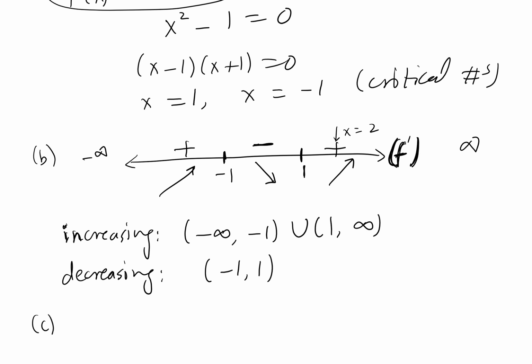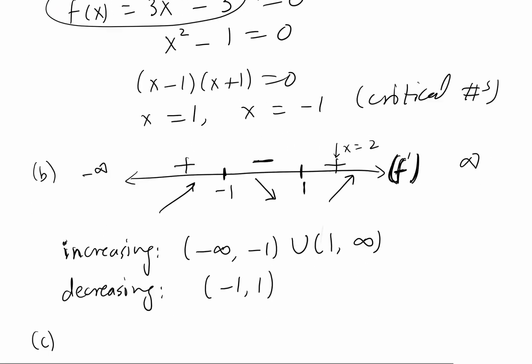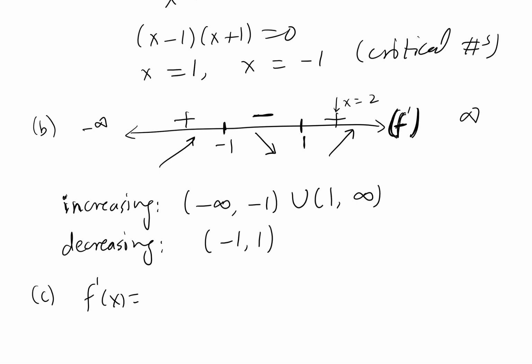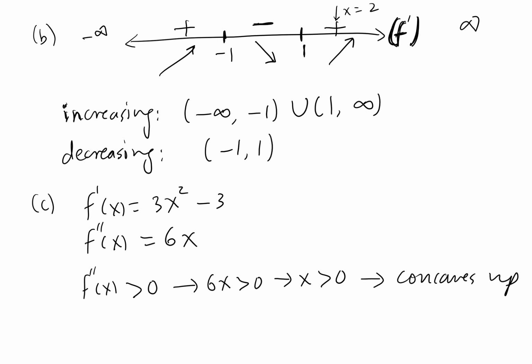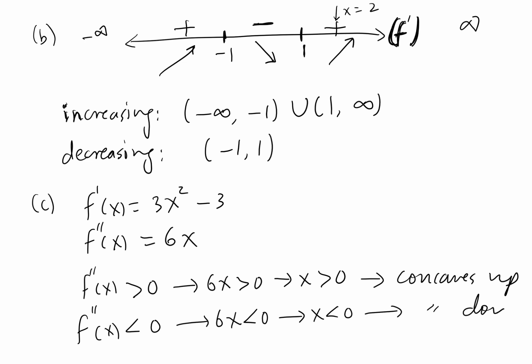Part C, concavity. So we found f prime, 3x squared minus 3. We find the second derivative, which is 6x. When the second derivative is bigger than 0, this means 6x bigger than 0, x bigger than 0. That's when it concaves up. When the second derivative is less than 0, 6x less than 0, x less than 0, it concaves down. So it concaves up from 0 to infinity, and concaves down from negative infinity to 0.